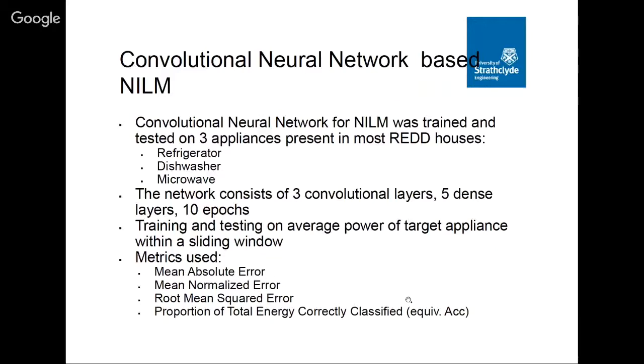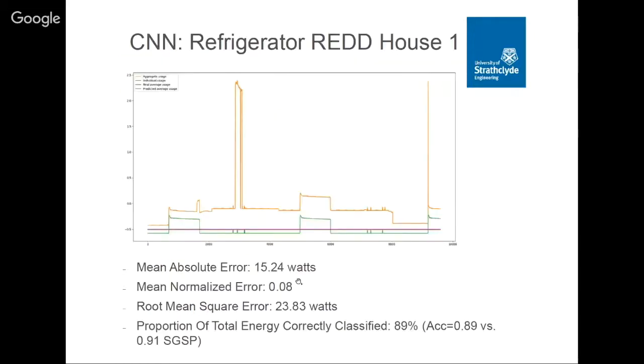Metrics, so we've got our ACC here. Because we were using a regression approach, not a classification approach, we didn't use the F-score, but we've used other types of measures to give comparable accuracies. So this was the refrigerator for the REDD house. Just to give you an idea, the yellow here is your aggregate. The green is your individual appliance, your submetered. The red and the purple are your estimated average use. The only feature that we used in our algorithm was the average power for that appliance.